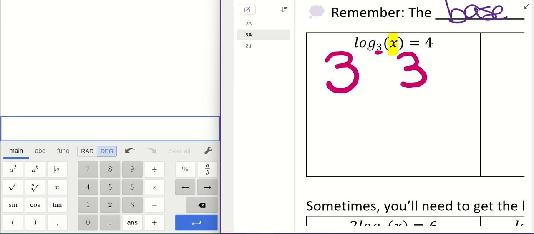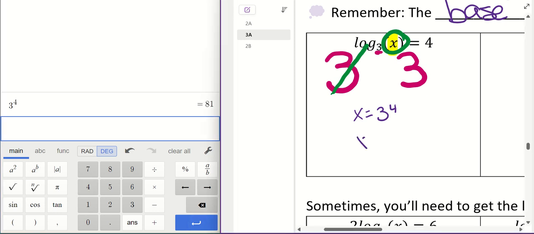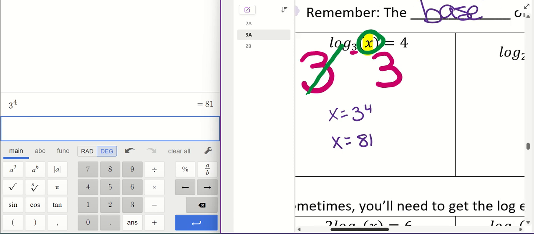Because exponents and logs undo each other, these operations say bye-bye. And we are left with just plain old x on the left side. So we can write this as x equals 3 to the 4th power. Now we can put this into our calculator. So we can put 3 to the 4th power in, and we get that x is equal to 81. So again, every time you see a log, turn both sides of the problem into an exponent.